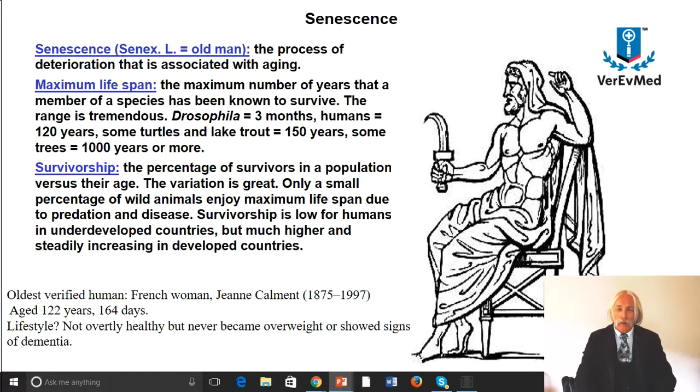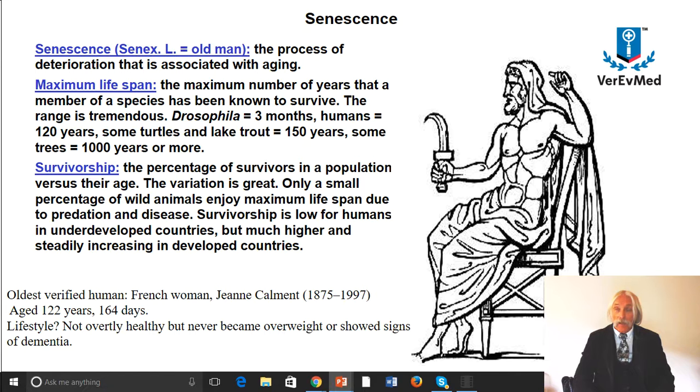Senescence is probably a better word. It's more of a principled scientific term than aging, because it brackets out the idea of chronological aging, right? So where does senescence come from? It's Latin from senex, which means old man. And there's Kronos, the Greek mythological god, over there to your right.